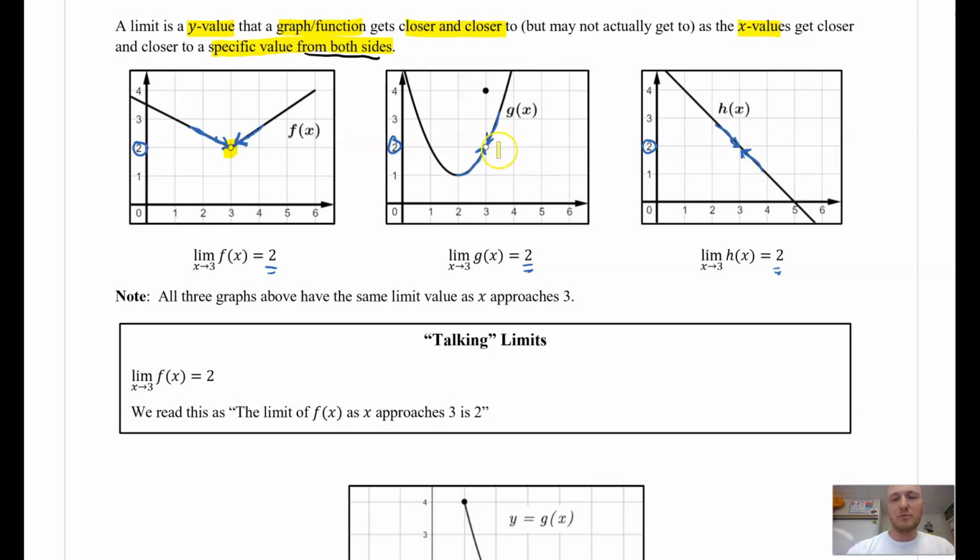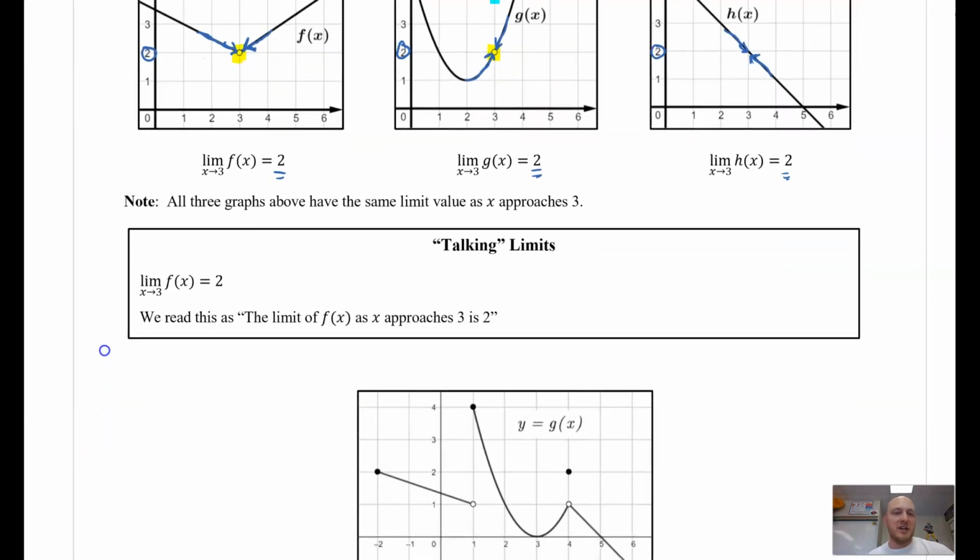Same with example number 2. Again, I have a hole here. Here's a discontinuity. It's smooth at that point, and that's fine. And in this case, I have a function value: the actual function value at 3 is 4. It's okay. The limit at 3 is still 2. It's about the whole function, not specifically about the value at that point.